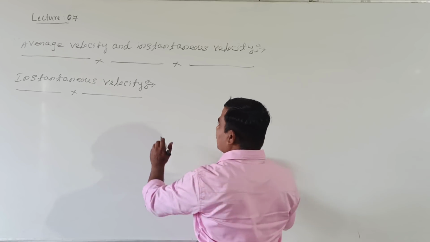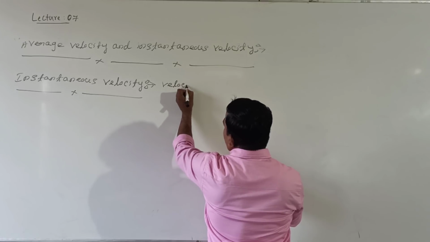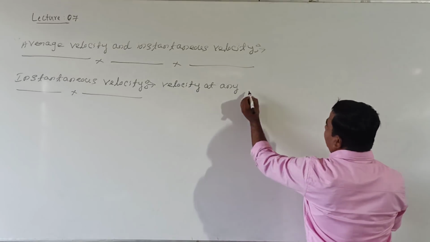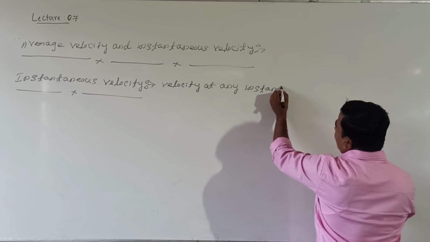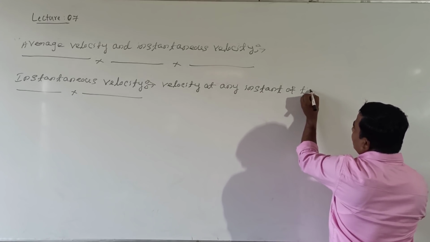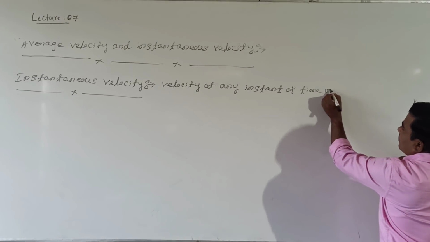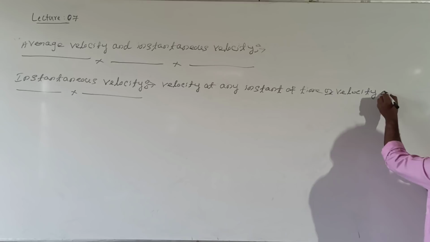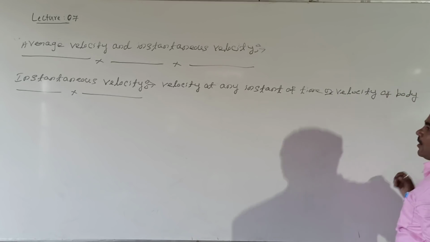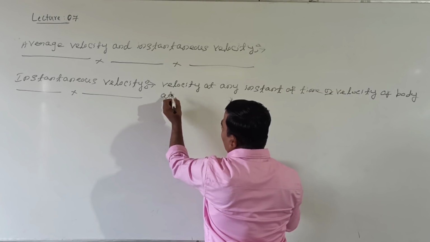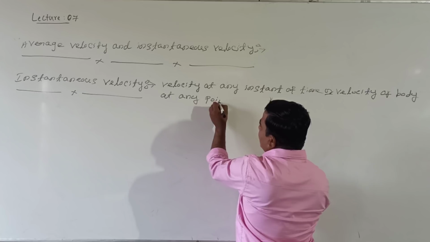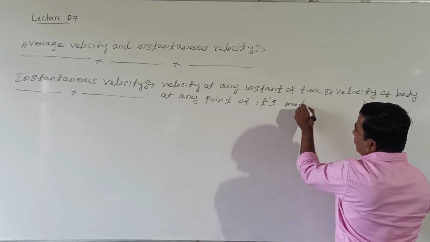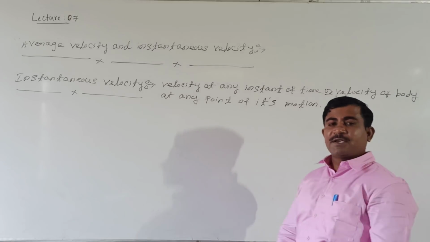See here how to define instantaneous velocity. The velocity at any instant of time, or the velocity of the body at any point of its motion, that we call instantaneous velocity.